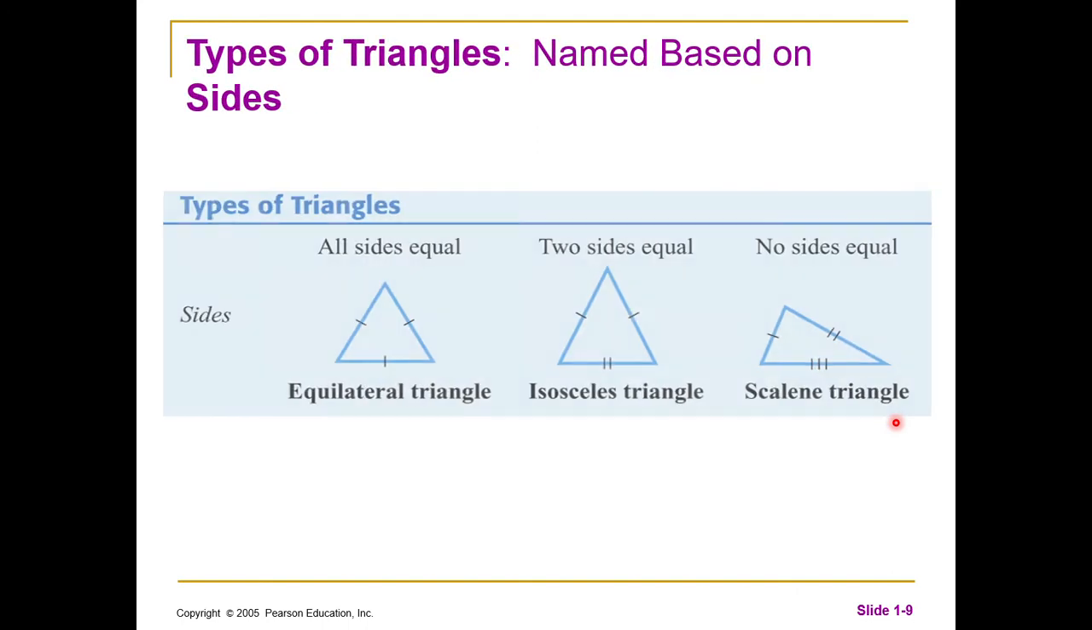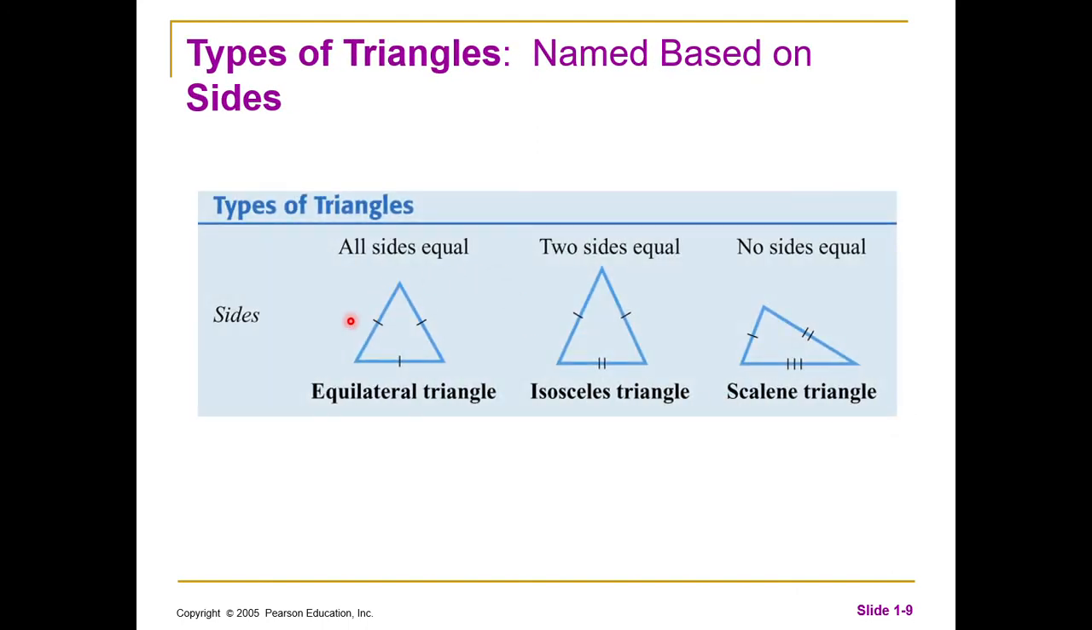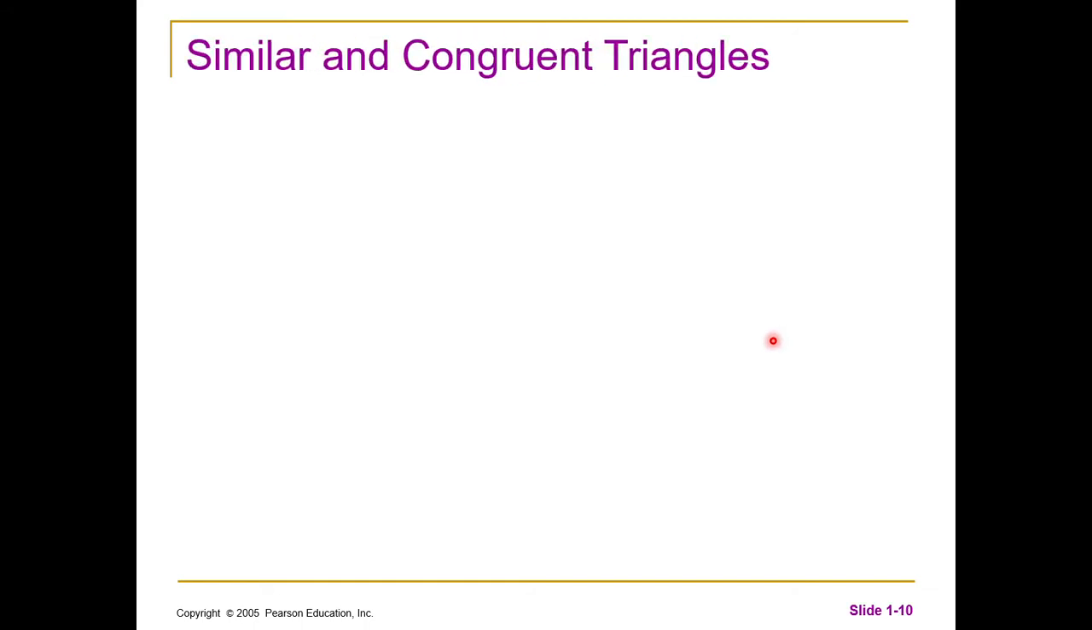And then, we have equilateral triangle kasi yung sides niya ay equal. Pag isosceles, yung two sides niya are equal. Pag scalene, no sides are equal. Similar and congruent triangles. Okay.